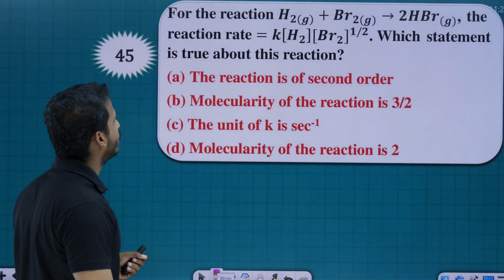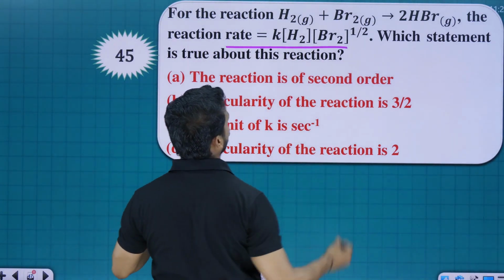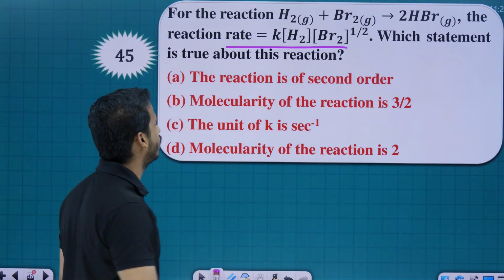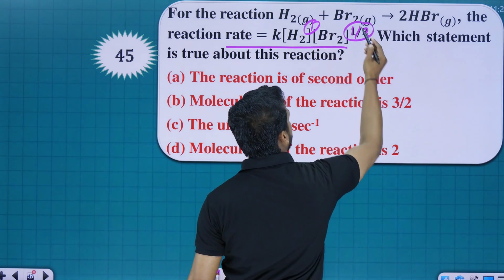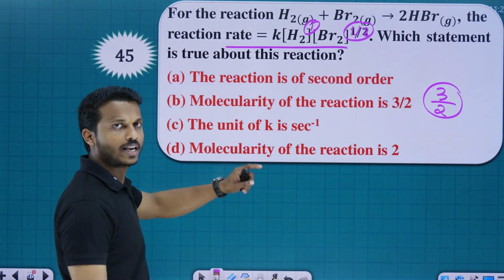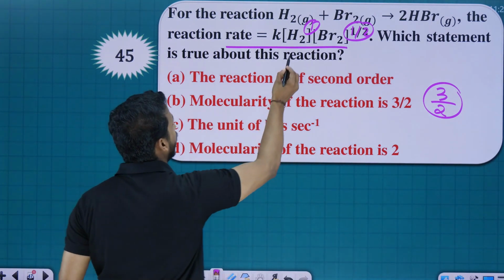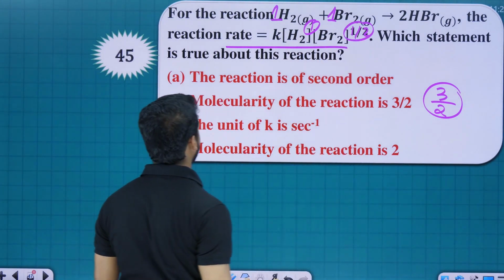Next one, for the reaction H2 plus Br2 gives 2HBr, rate is given to you. Which statement is true about this? They are asking about the order. Just calculate the order. Here the power is 1, here the power is 1 by 2. What is 1 plus 1 by 2? It is 3 by 2, right? The reaction is of second order? No. The molecularity of the reaction is 3 by 2? What is molecularity? Molecularity means number of reactants. 1 plus 1, 2 is the molecularity.